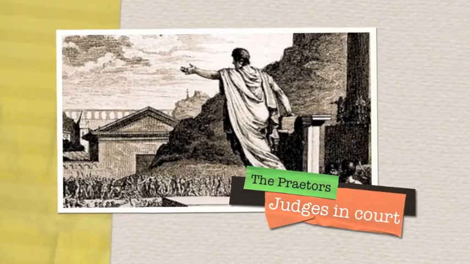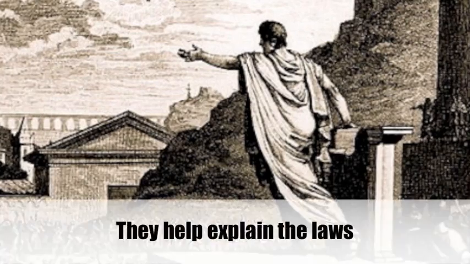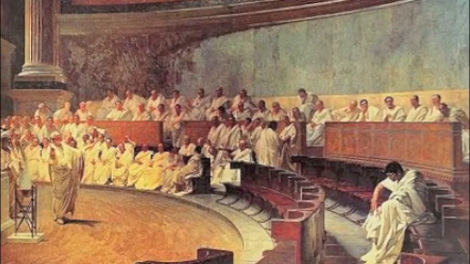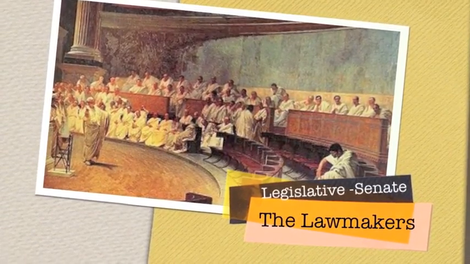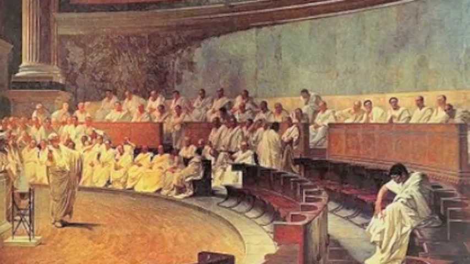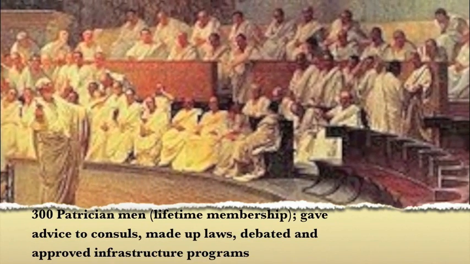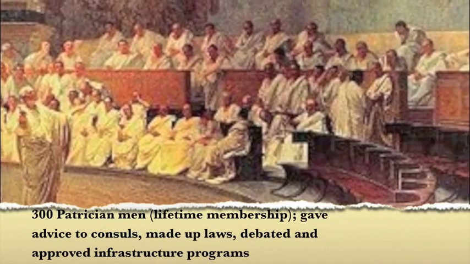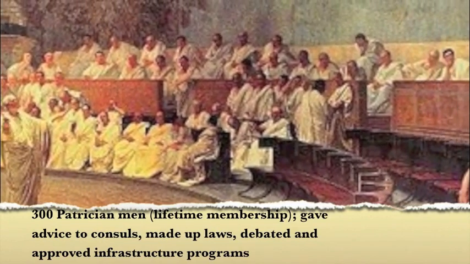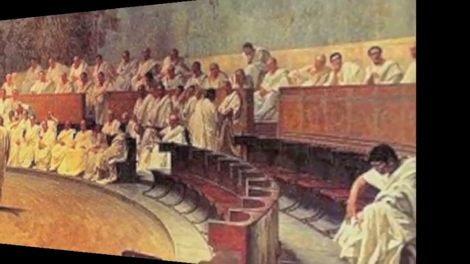The praetors acted as judges in the courts and helped explain the laws. The legislative, these were the lawmakers. This is a senate made up of 300 patrician men. They had a lifetime membership, and they would give advice to consuls. They made up the laws, debated and approved infrastructure programs, which means they would okay them. It was okay to build things or not.